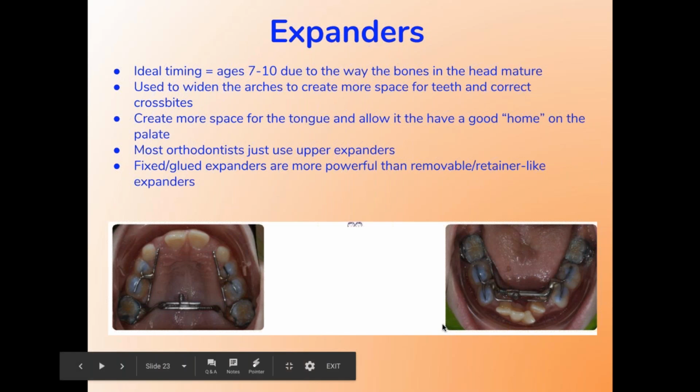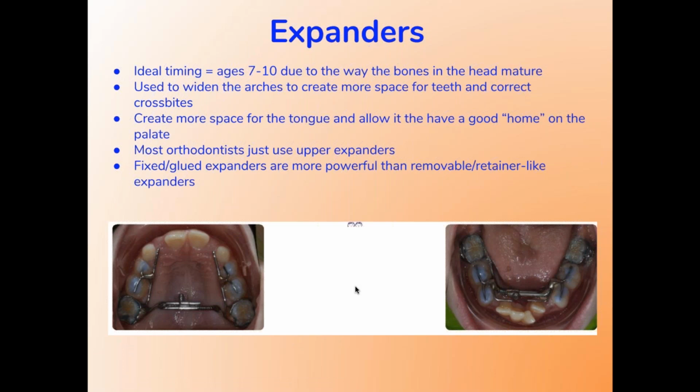as in this patient. So we use expanders to make more room for all the permanent teeth to erupt, to fix any crossbites, and most importantly, for you, to have a good home for the tongue to rest on. So if the palate is really narrow, it's harder for the tongue to learn to sit up on the palate and swallow properly. And I know you'll go into a lot of detail with this, so that's another main indication for an expander, to make sure there's enough space for the tongue.